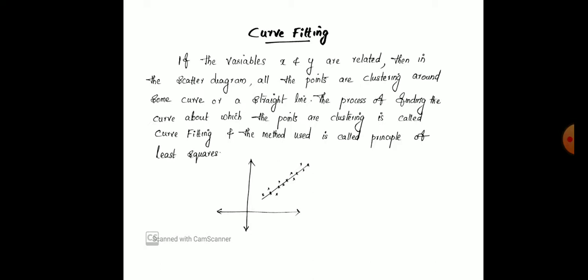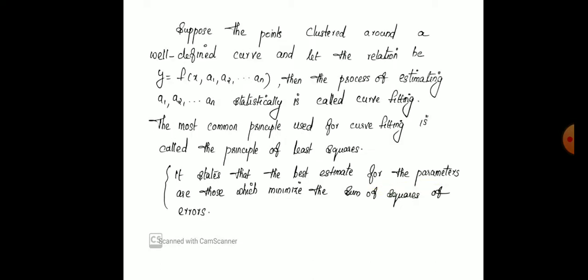Suppose the points cluster around a well-defined curve and let the relation be y equal to f of x, a1, a2, etc. an, a general equation. Then the process of estimating a1, a2, an, that means the parameters, statistically is called curve fitting. The most common principle used for curve fitting is the principle of least squares. The principle of least squares states that the best estimates for the parameters are those which minimize the sum of squares of errors.